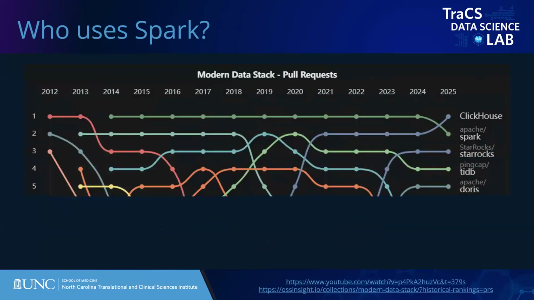This plot here comes from OSS Insight, which is a web tool that reports analytics on open source software projects using GitHub data. And here it's ranking open source big data software by the number of pull requests per year on GitHub. And according to this summary, Spark has been one of, if not the most actively developed open source projects in big data over the last 10 years. So we do see a dip into the second place spot at the end of 2025 there, but obviously we don't have all the data for 2025 yet.